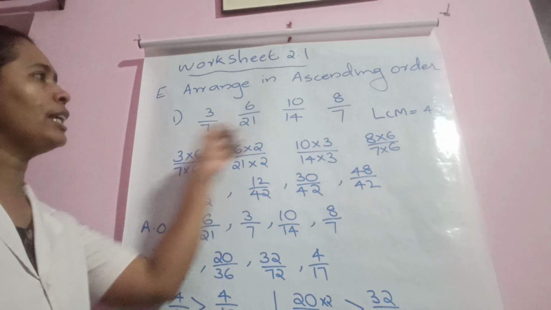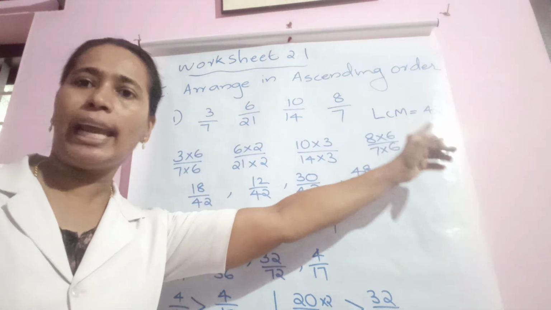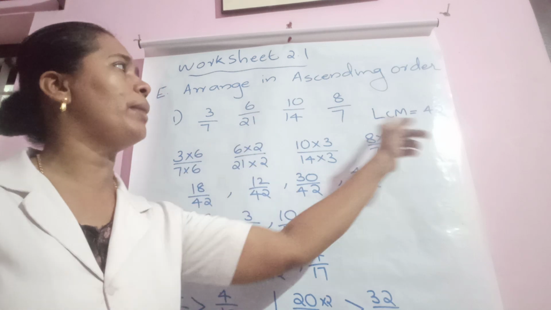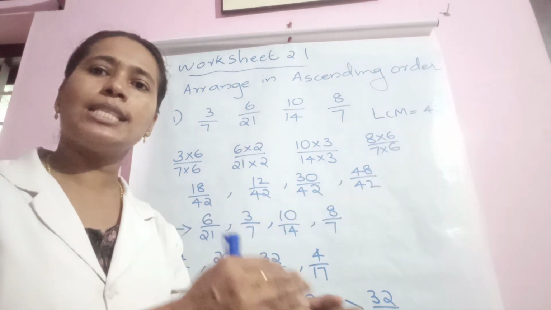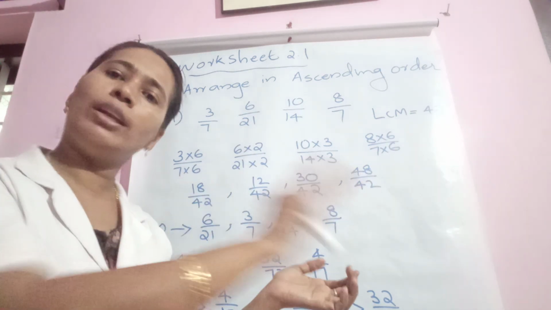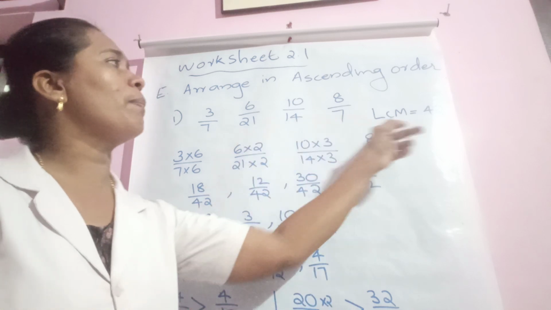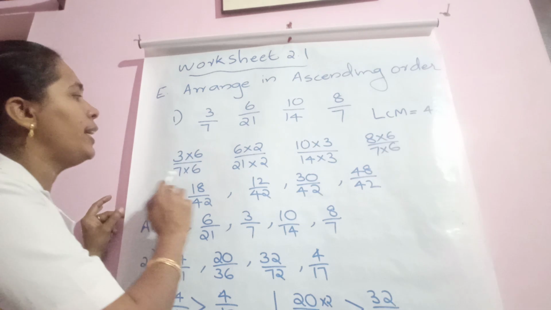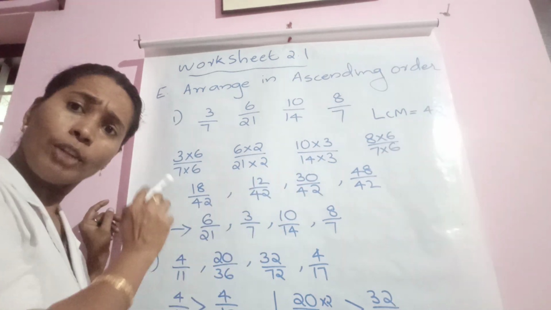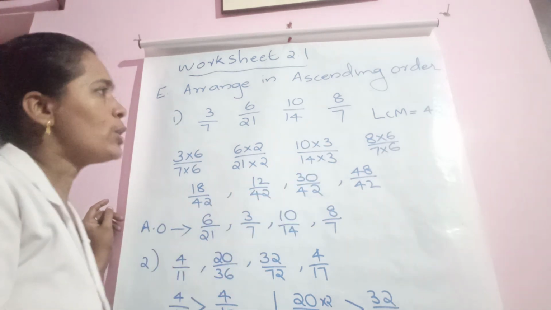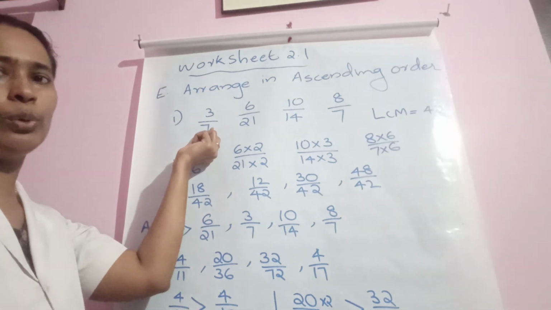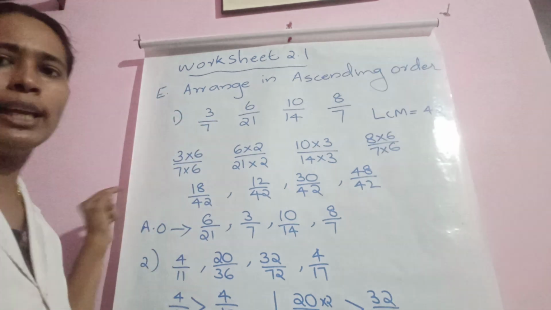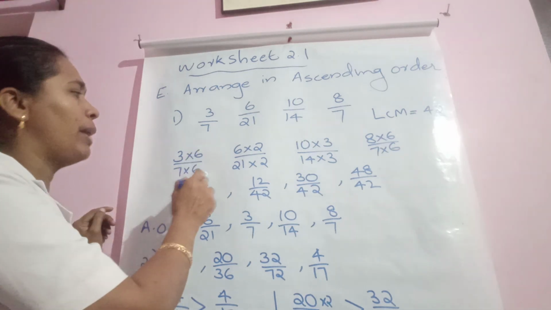The first method is keeping the LCM. By keeping the LCM, we have the LCM of all these denominators as 42, the nearest common multiple. So convert all the denominators into 42. How do you make 7 into 42? Multiply by 6. So multiply both numerator and denominator by 6: 3 into 6 by 7 into 6.